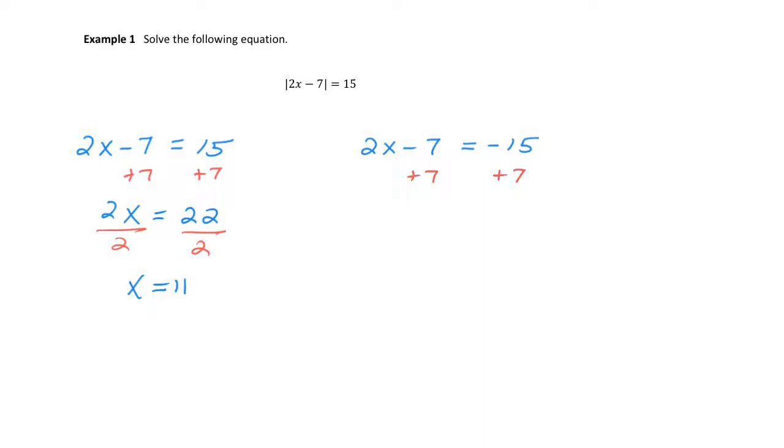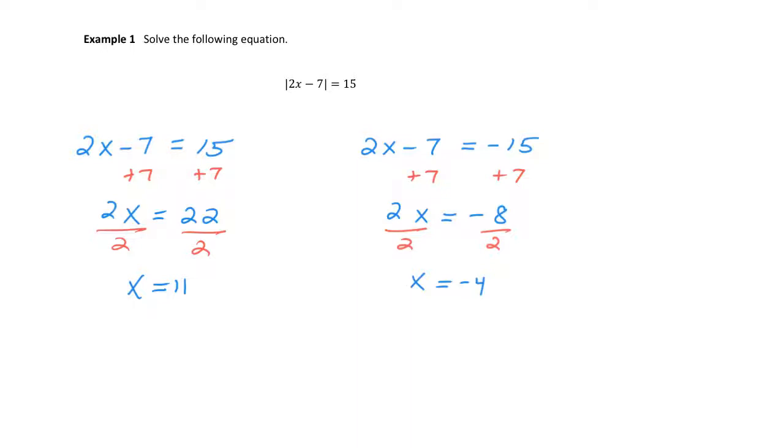But this time, I get 2x is equal to negative 8. And when I divide both sides by 2, I get x is equal to negative 4. I think it's worth checking to see that these are in fact solutions to the equation that we started with. So let's plug those in.